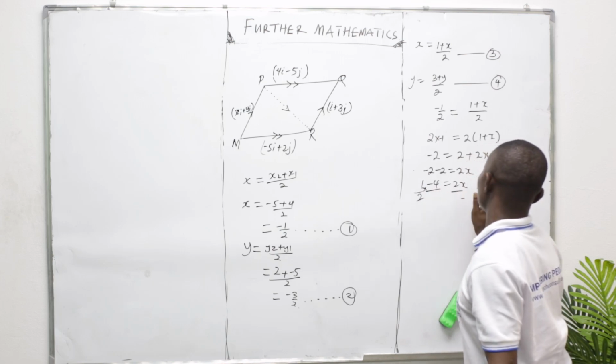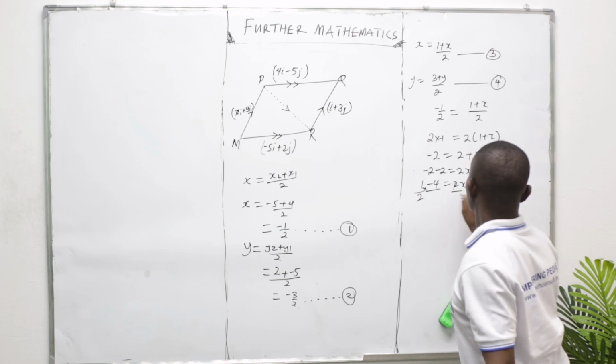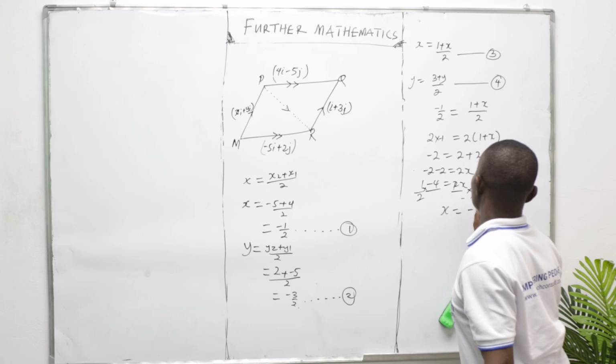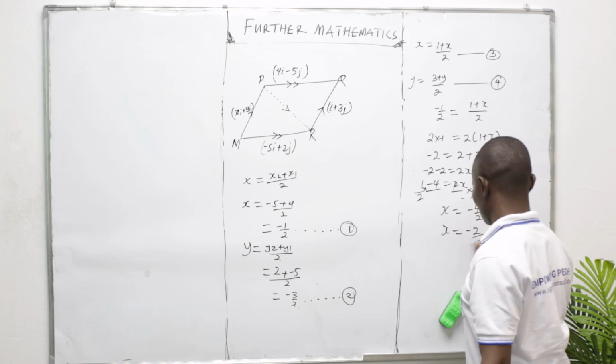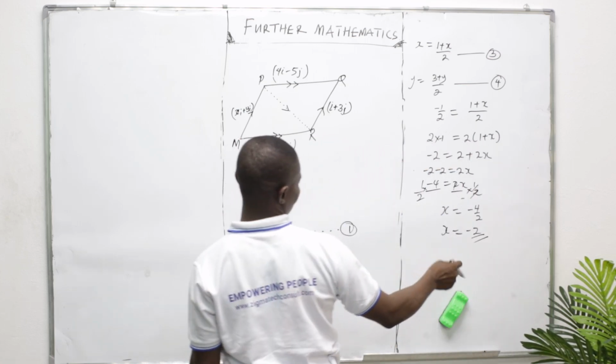Divide through by 2, or you say multiply both sides by 1 all over 2. Let's use a more mature language. This is x equals minus 4 all over 2. x equals what now? Minus 2. Good. I have the solution for one part, the coordinate of x.